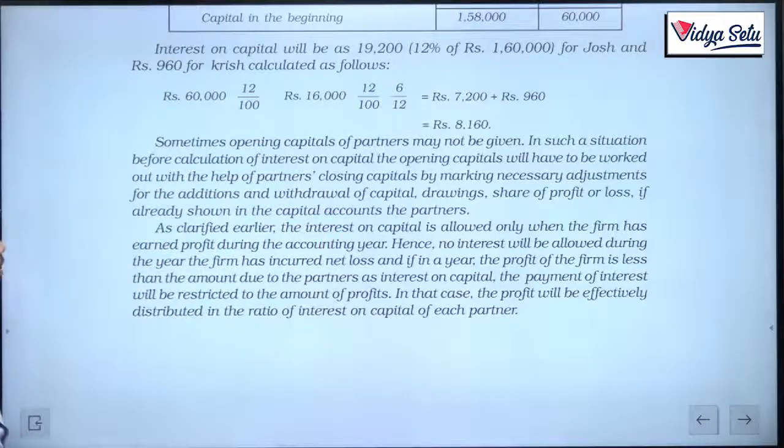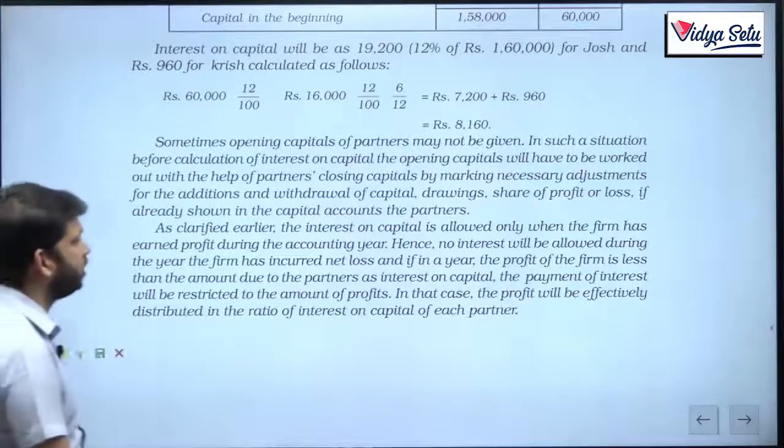As clarified earlier, interest on capital is allowed only when the firm has earned profit during the accounting year. Hence, no interest will be allowed during the year the firm has incurred net loss. Okay, very, very important.